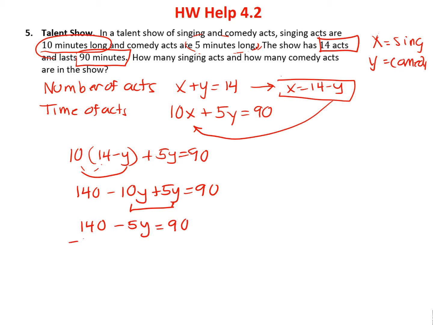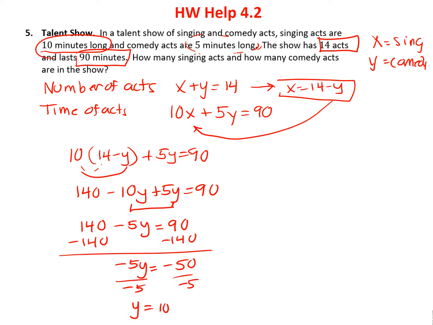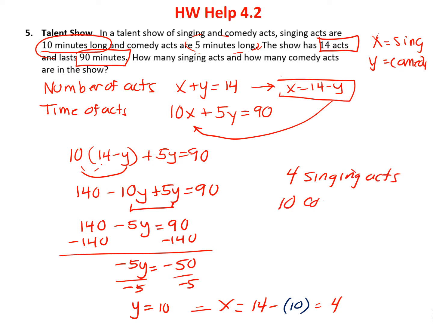So let's undo the 140 by subtracting 140 from both sides, and we get minus 5y equals minus 50. Divide by negative 5, and we end up finding out that y equals 10. So there are 10 comedy acts. Well, if there are 10 comedy acts, that implies that x, which is 14 minus y, is 14 minus 10, which means there are 4 of those. Okay? So our answer is there are going to be 4 singing acts and 10 comedy acts.